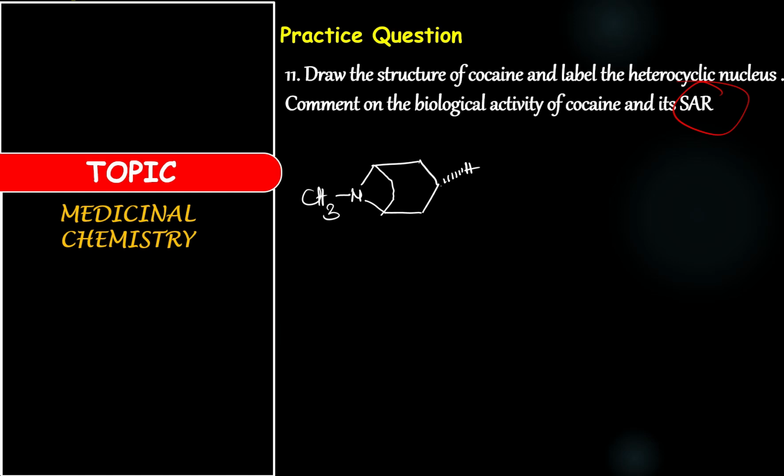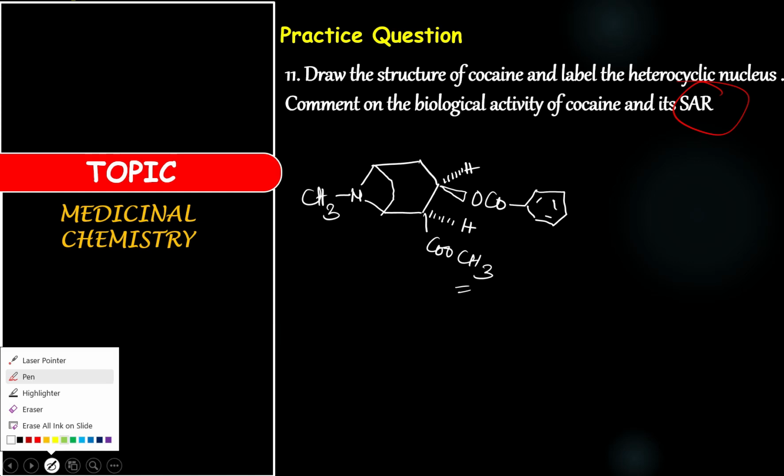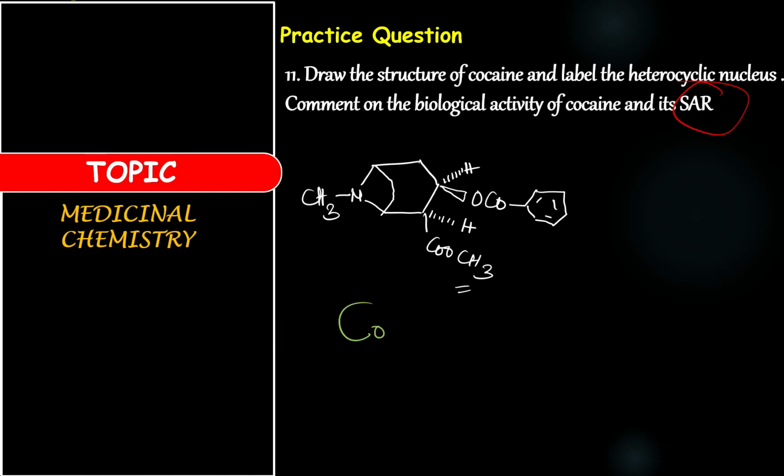Now you have an ester group here connected to a benzene ring. Here you also have another hydrogen going out of plane and another ester group, but this one is connected to CH3. Is that okay? It's connected to CH3. So what are the structural features in the cocaine structure? You can actually see here, this is the structure of cocaine.